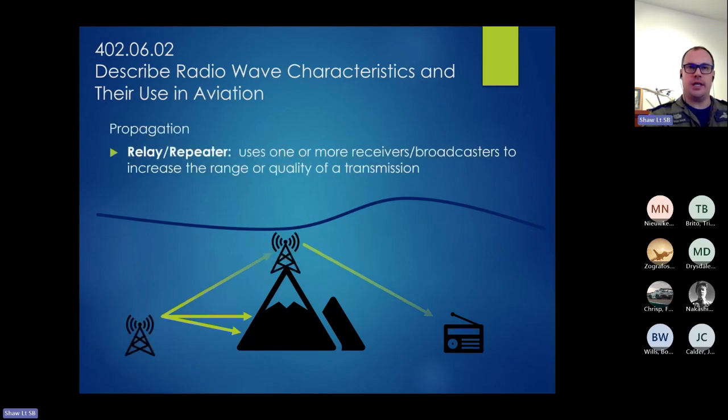The other way we can do it is a relay. So for flying from Calgary to Kelowna, we've got some mountains to contend with. There might be a couple of repeater stations high up on a mountain peak somewhere to be able to repeat that signal, so it's just kind of a midpoint station.